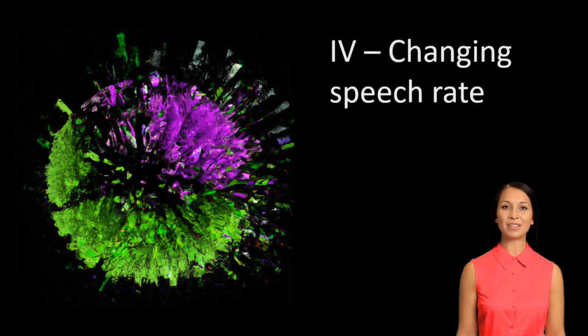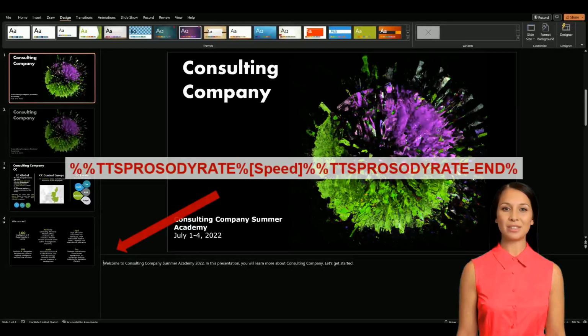Let's see how to change the narrator's speech rate. To change the speech rate, you can use the TTS prosody rate command in the note section of your first slide. For example, to slow your speech down by 30%, write 0.7 inside the command prompt. If you want to speed it up by 10%, write 1.1 inside the command prompt.